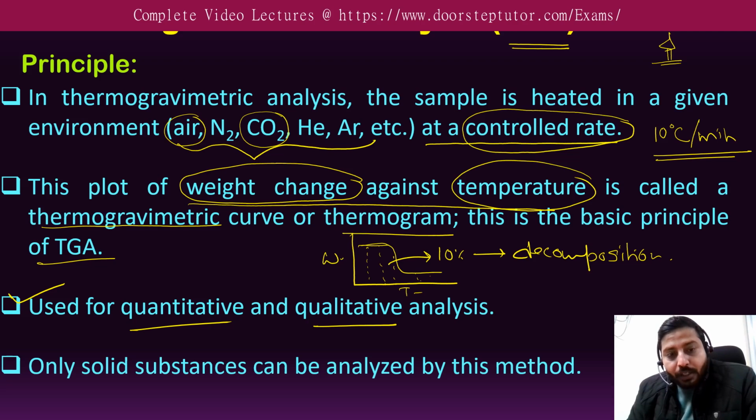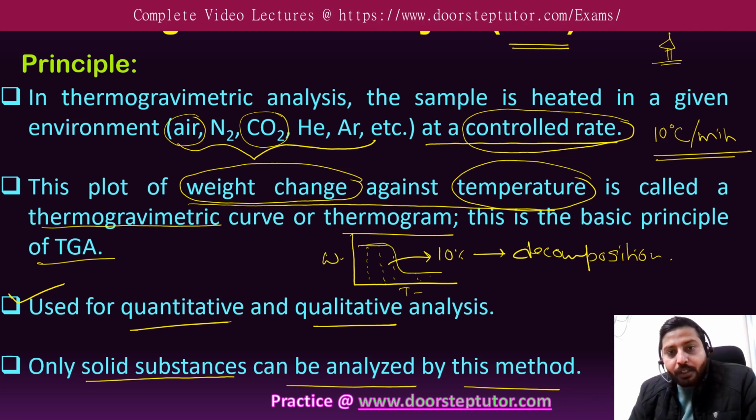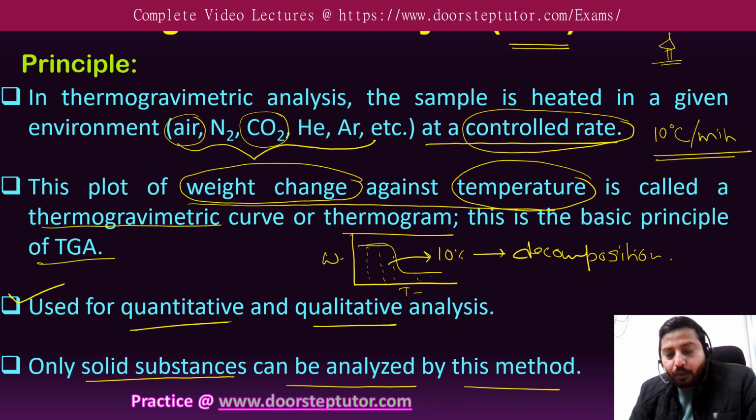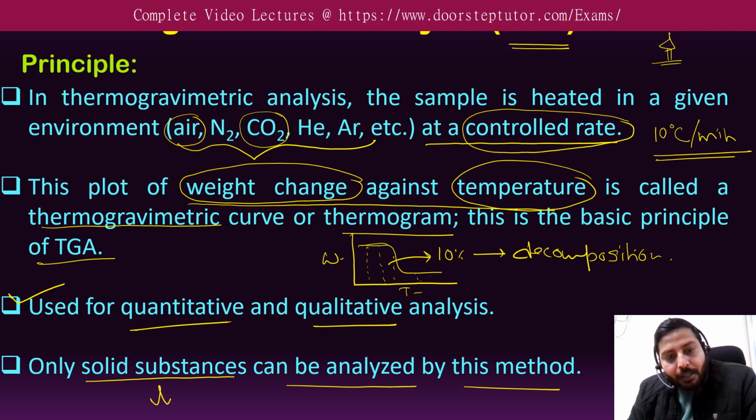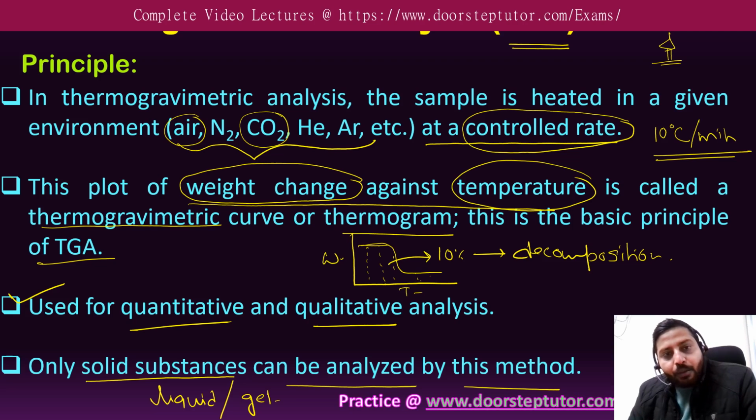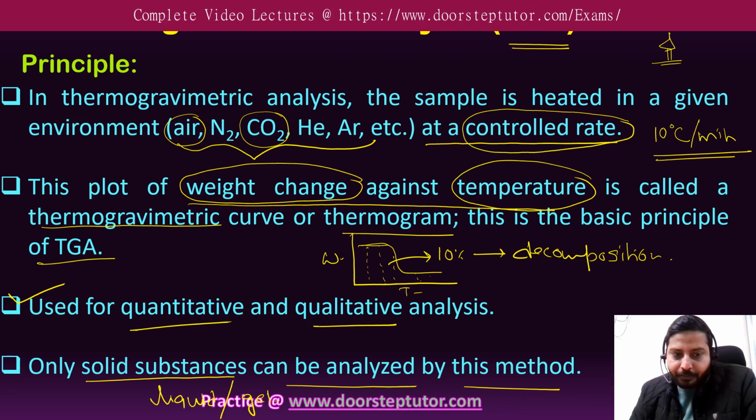Another thing: only solid substances can be analyzed by this method. So only solid samples can be analyzed in TGA, not liquid or gaseous samples. But nowadays the techniques and instruments are more efficient, so some liquid samples or nearly gel-type samples can also be determined using thermogravimetric analysis.